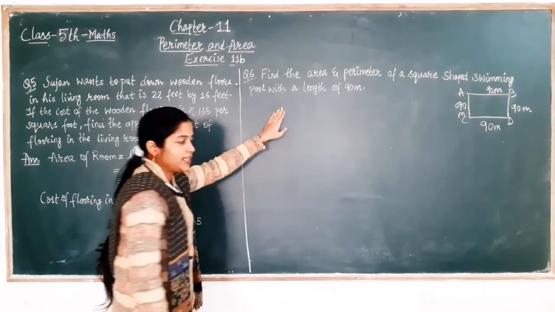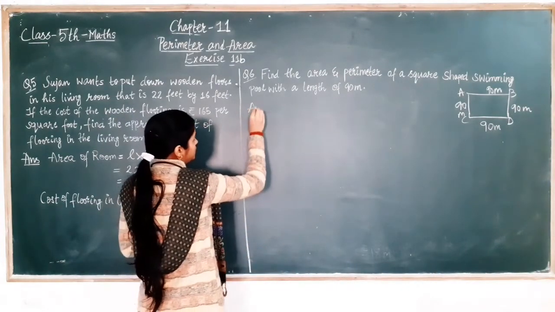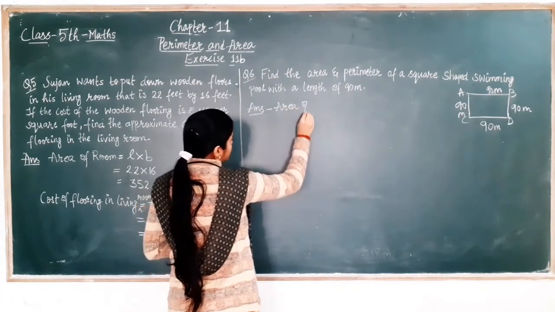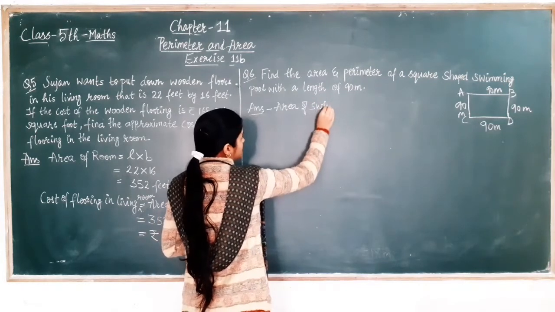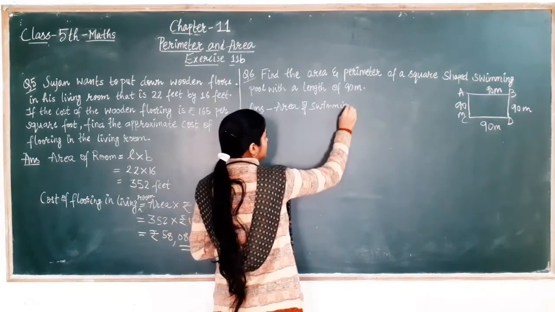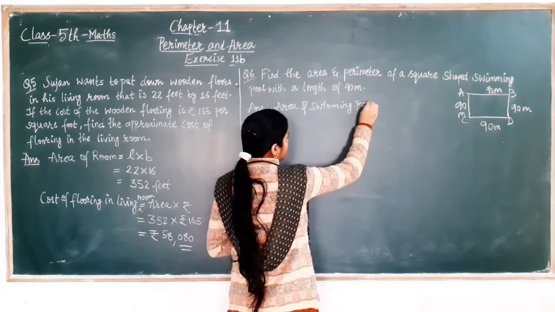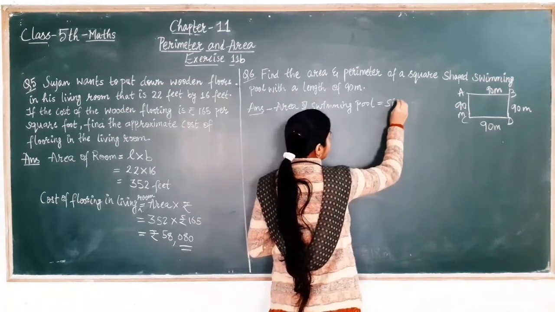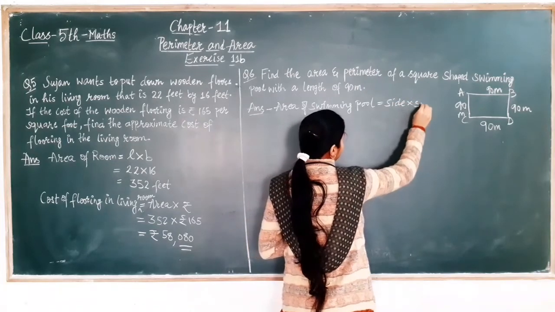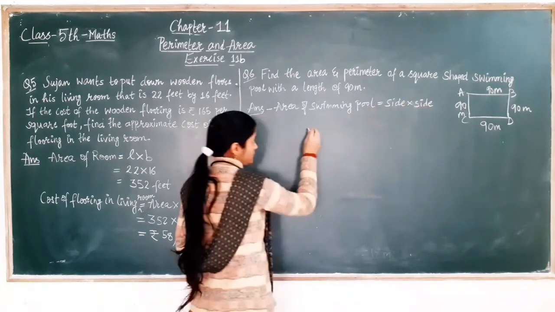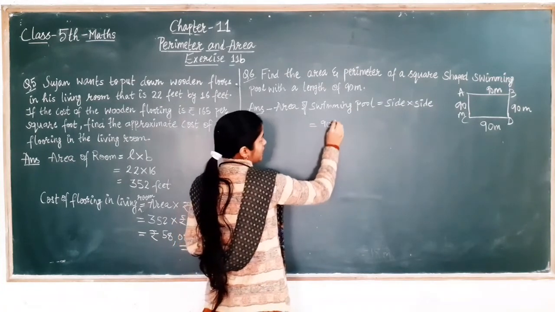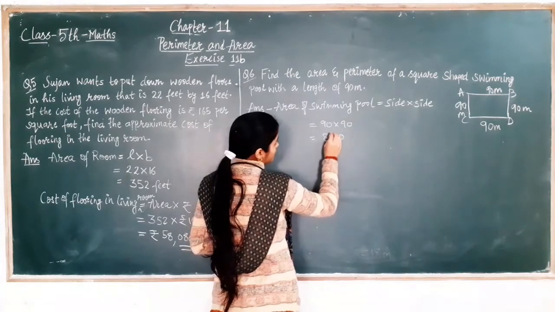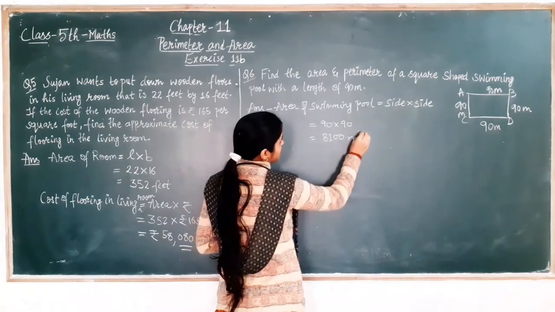So we have to find the area of the pool. So what would be the area? Area of swimming pool would be side into side. Ninety into 90, that is 81 meter square.